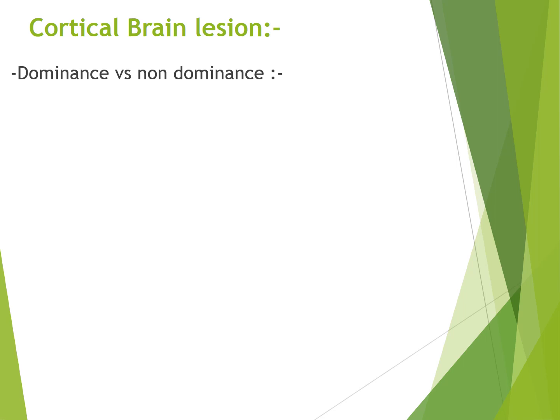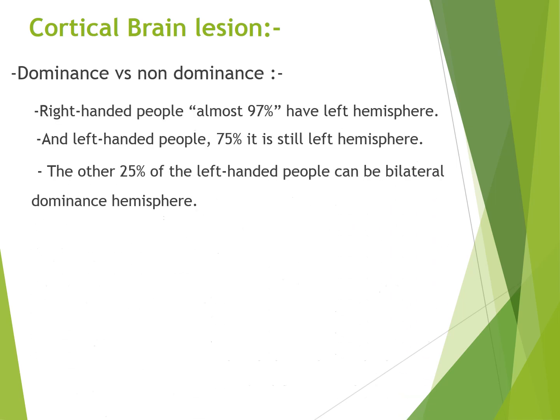Firstly, is it cortical brain lesion or not cortical? After you say cortical, dominant or non-dominant? Dominant hemisphere: right-handed people, almost 97% have left dominant hemisphere, and left-handed people, 75% still have a left dominant hemisphere. On the other hand, 25% of left-handed people can have bilateral dominant hemisphere.